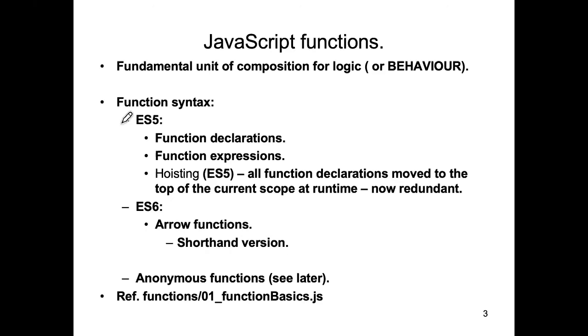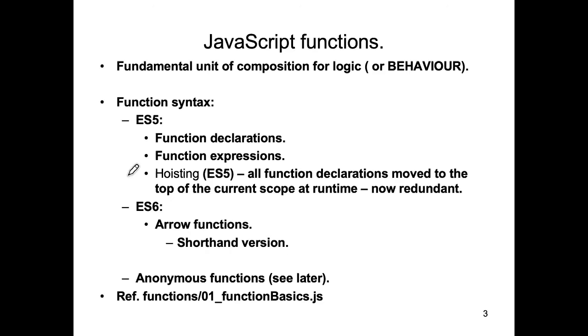And in vanilla JavaScript, we had function declarations and function expressions. There were two different ways of declaring functions, essentially, and we'll look at both of them in a moment. There was this odd feature as well called hoisting. It's not really an issue anymore, but what hoisting really meant was that no matter where you declared a function in your JavaScript file, at runtime, that declaration was actually moved to the top of the runtime environment.